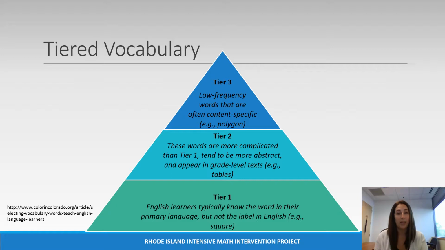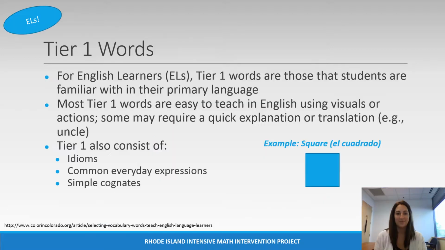They are more complicated than Tier 1 words and appear in grade level text and assessments. Tier 3 words are those that students are unlikely to encounter in their everyday life. These words are content specific, such as polygon, and will need to be taught to students. We will dive further into these tiers over the next several slides.